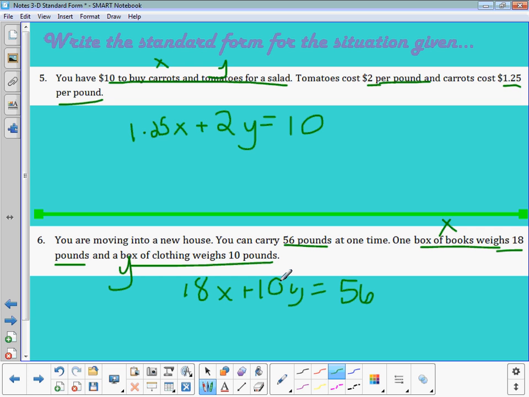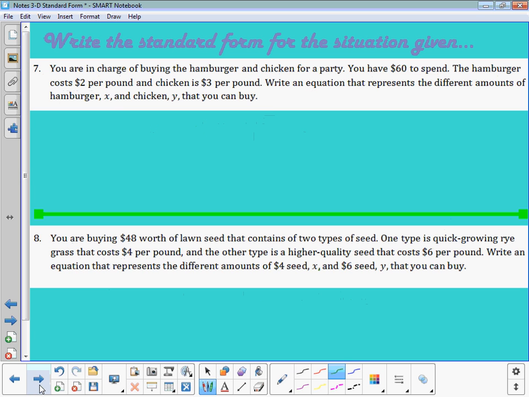And this is all you have to do. It's not asking you right now to solve anything. Standard form is very much used just to set things up. So that's what you're doing right now. You're setting things up. All right, so let's take a look at the next one.